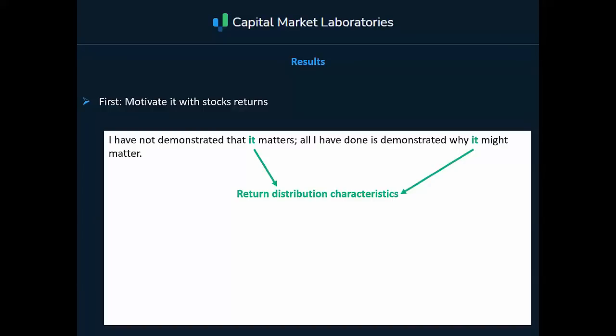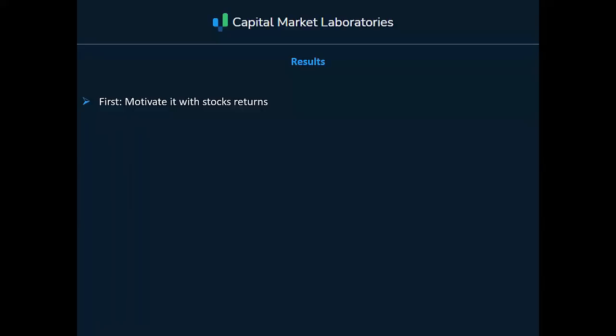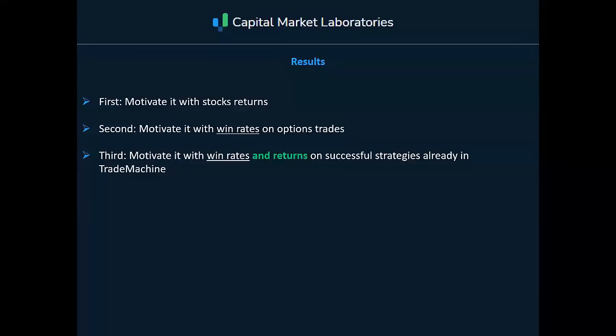So why does it matter? Why do return distribution characteristics matter, beyond a sort of pedantic conversation of how distributions could work? So the first thing I'm going to do is motivate it with stock returns. Then I'm going to motivate it with win rates on option trades, not returns, win rates on option trades. Then I'm going to motivate it with win rates and returns on successful option strategies already in Trade Machine. And I'm going to use statistical significance as our backbone.